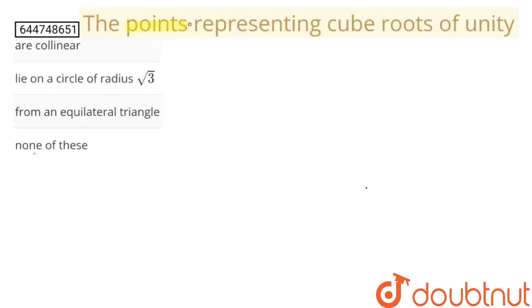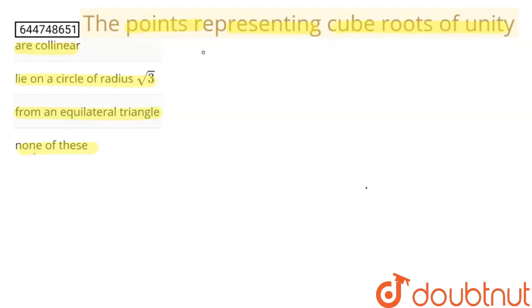Hello students. Question is: the points representing cube roots of unity. First option, are collinear. Second option, lie on a circle of radius root 3. Third, form an equilateral triangle. Fourth, none of these. Okay students, so let's find this solution.